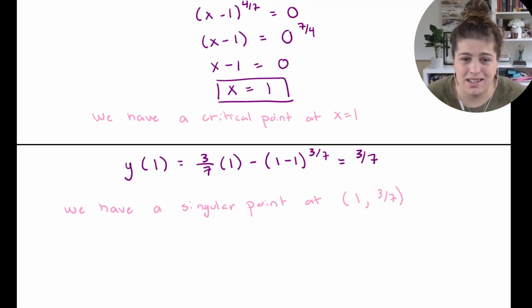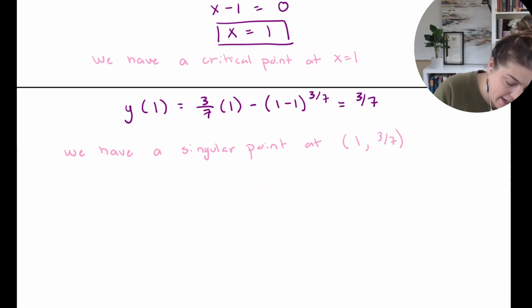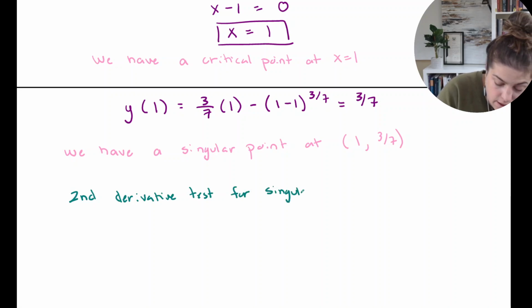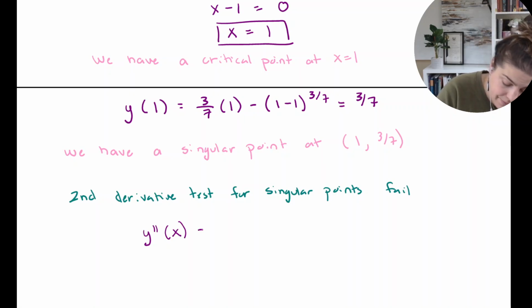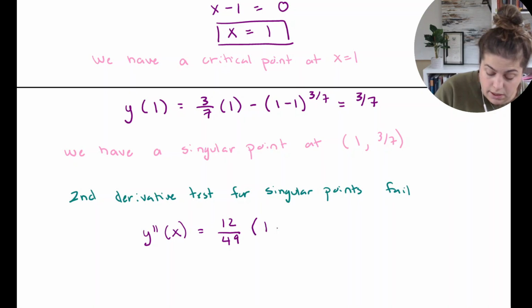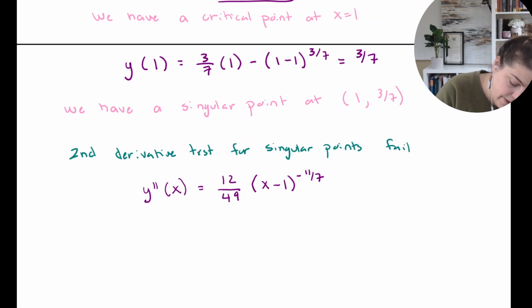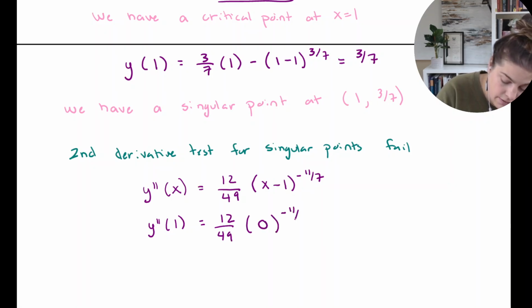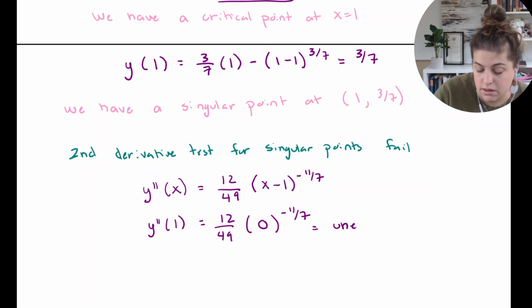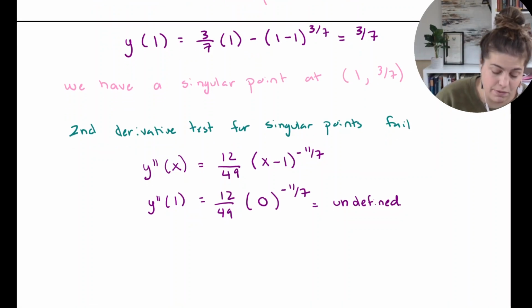I don't know. But also, I can't plug it into the second derivative. If I try to plug this into the second derivative test, singular points fail. If I took that second derivative that we found before, that 12 over 49, times x minus 1 to the negative 11 over 7, and you try to plug in 1, you are going to have 0 to a negative exponent, which is undefined. So I don't know what to do with those singular points. Singular points, we really do have to think about what the shape of the graph is.